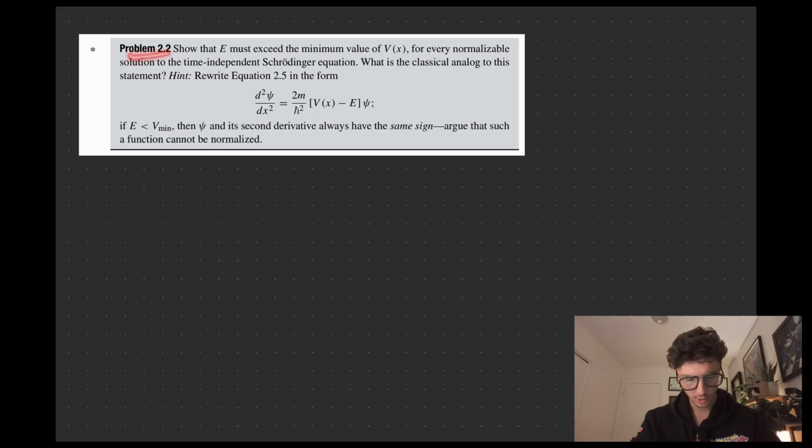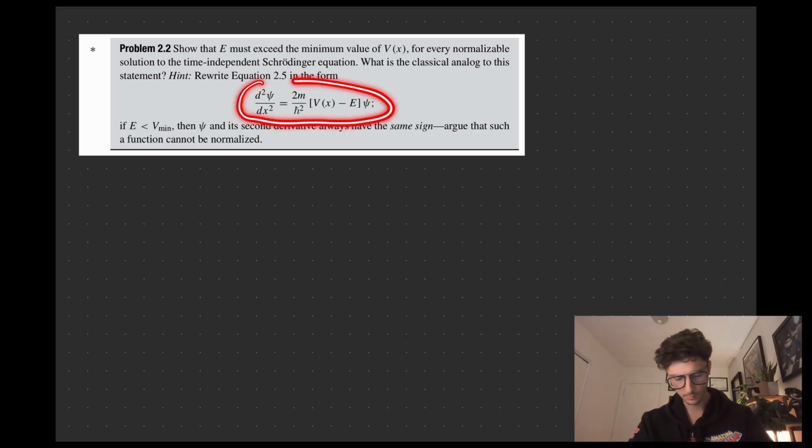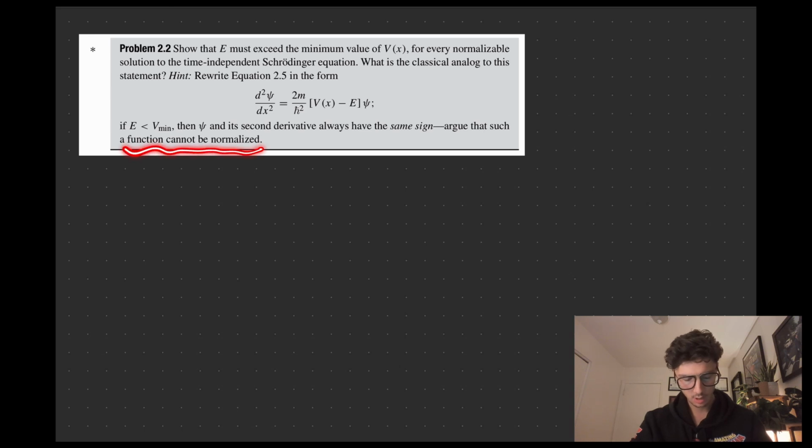It says, problem 2.2, show that E must exceed the minimum value of V of x for every normalizable solution to the time-independent Schrödinger equation. What is the classical analog to this statement? Hint, rewrite equation 2.5. I'm assuming 2.5 is the Schrödinger equation. If it's not, I'm going to throw it up on the screen right now. But rewrite that equation in the form, and they give us this form here. So this is what we're going to start working with. Then they continue the hint: if E is less than V min, then psi and its second derivative always have the same sign. Argue that such a function cannot be normalized.